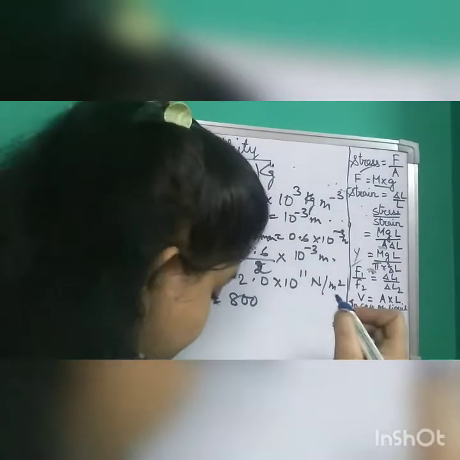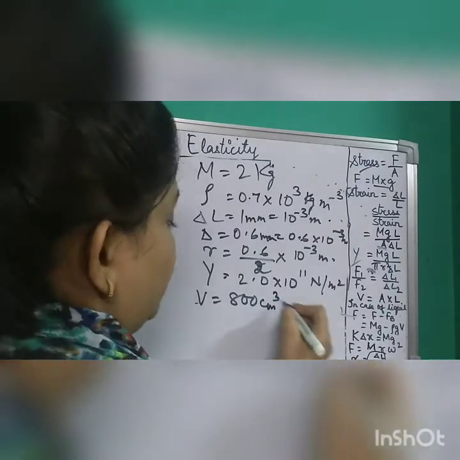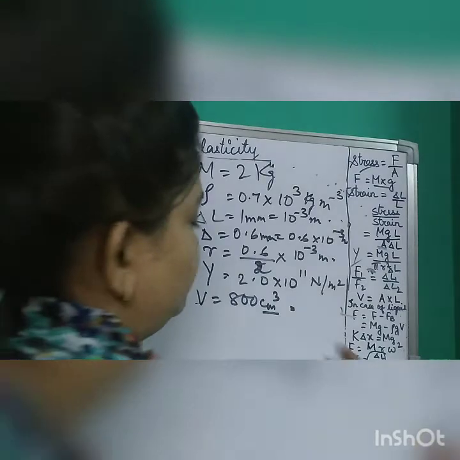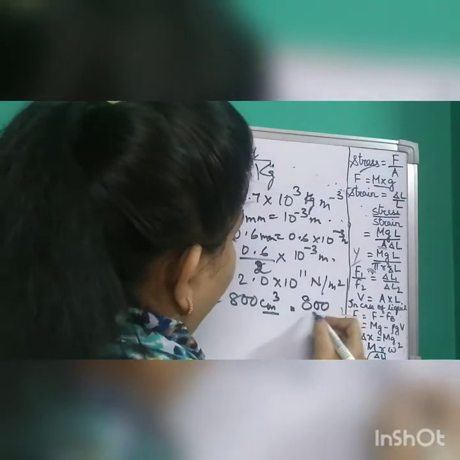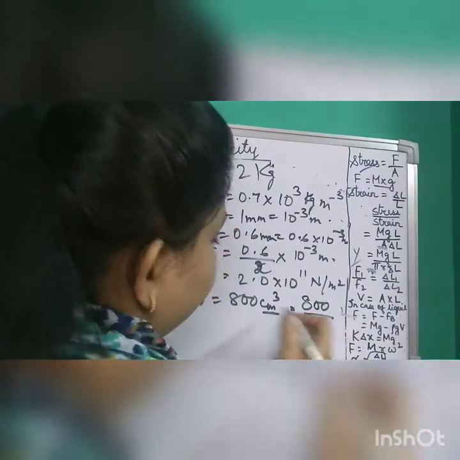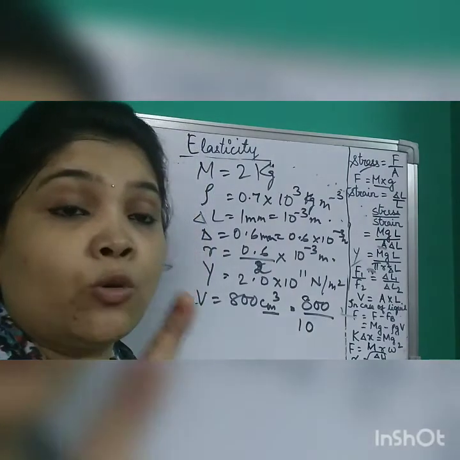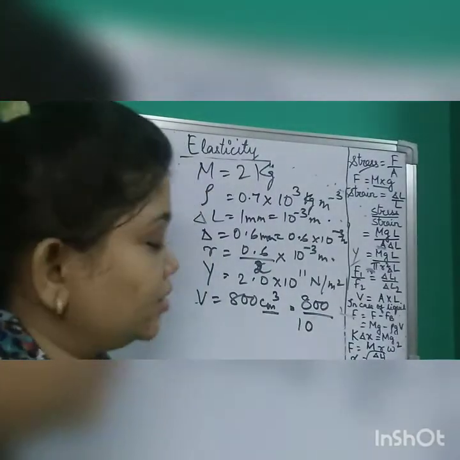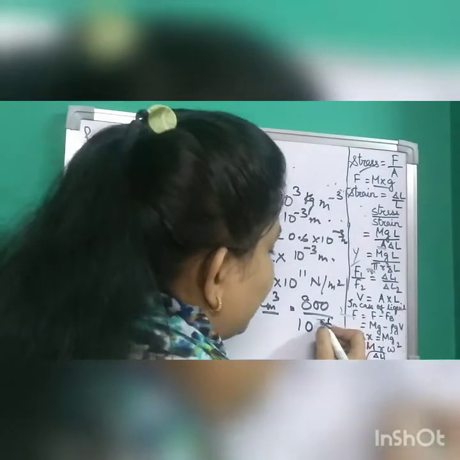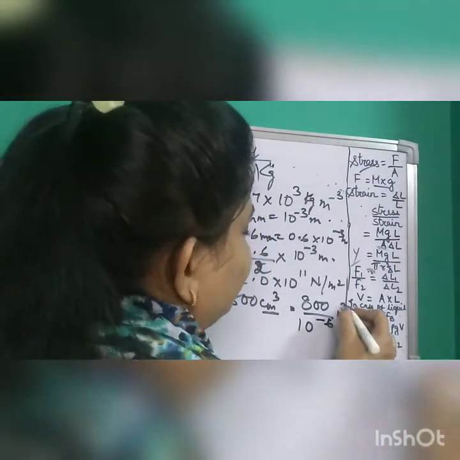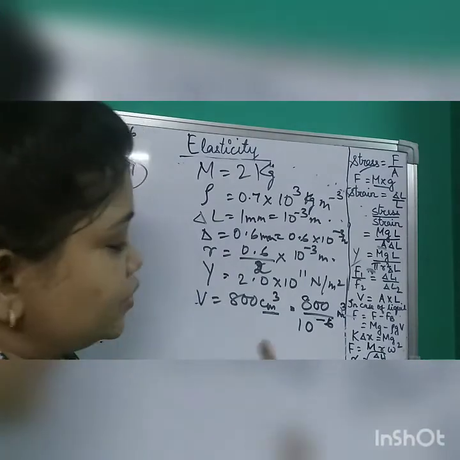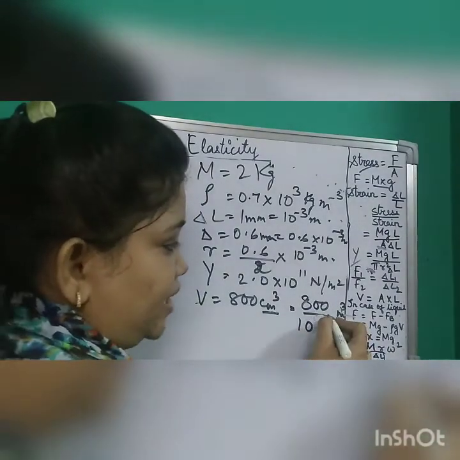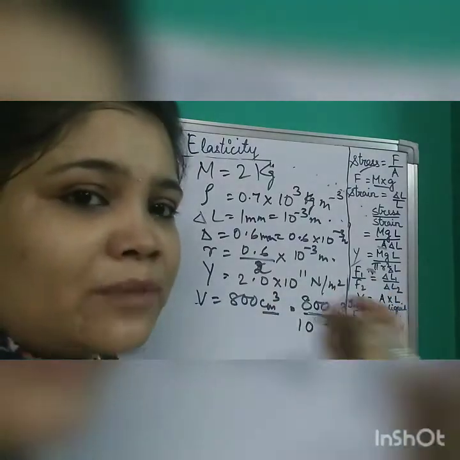centimeter cube. Okay. Now students, as it is given in centimeter cube, please convert it into meter cube. 1 centimeter is 1 by 100 meter. That means 10 to the power minus 2 meter. So cube will be 10 to the power minus 6 meter cube. Okay. So 10 to the power 6, when it goes up, it becomes minus 6.